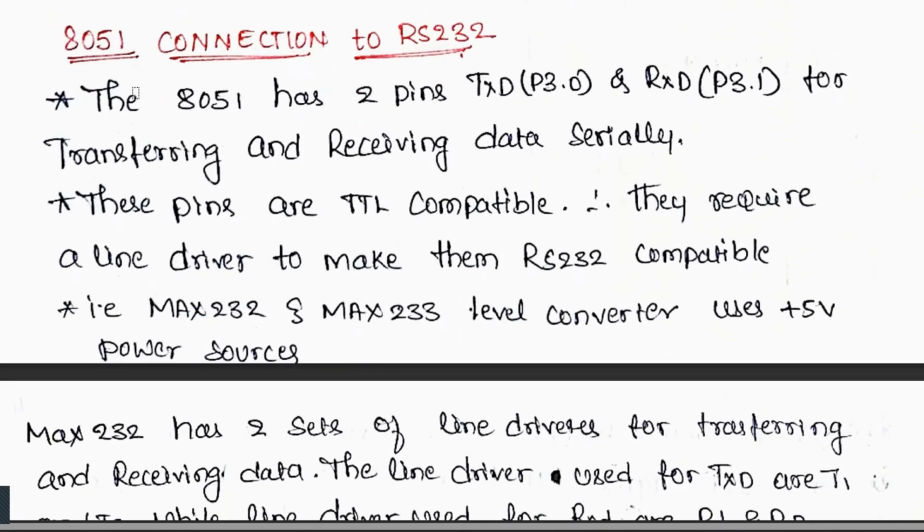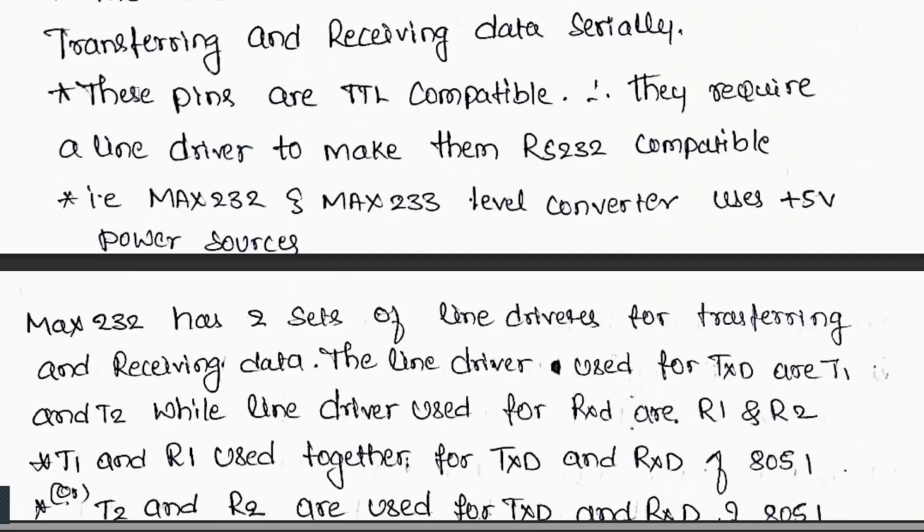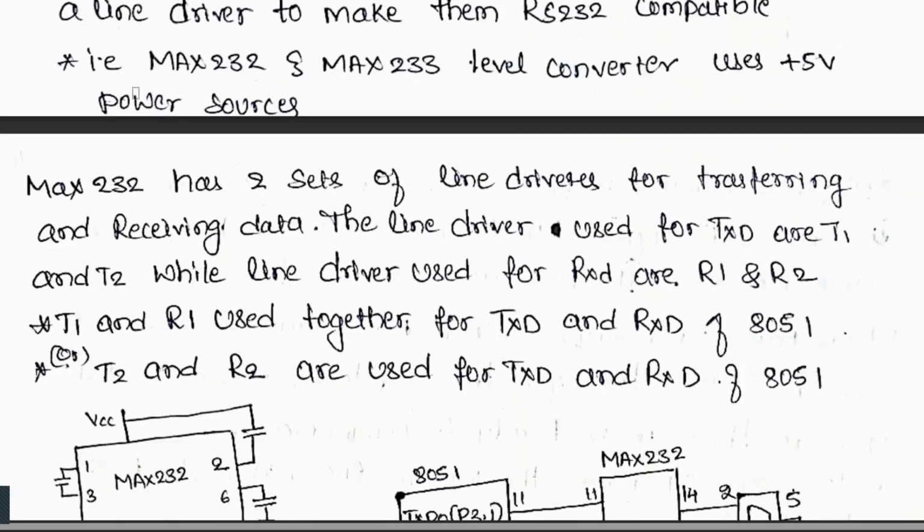8051 connection to RS-232. It has two pins, TXD P3.1 and RXD P3.0, for transmitting and receiving. They are TTL compatible, so they require a line driver to make them RS-232 capable, that is, a MAX232 or MAX233 level converter that uses the +5 power source.